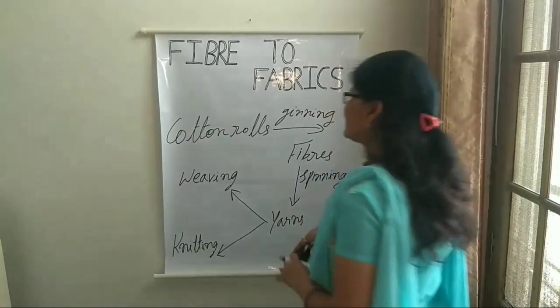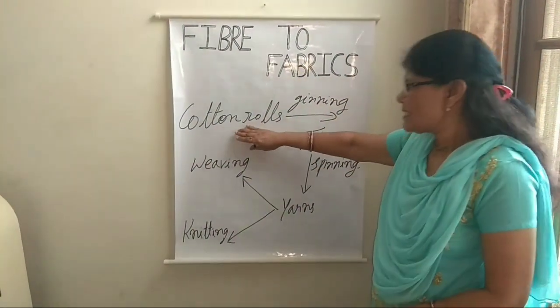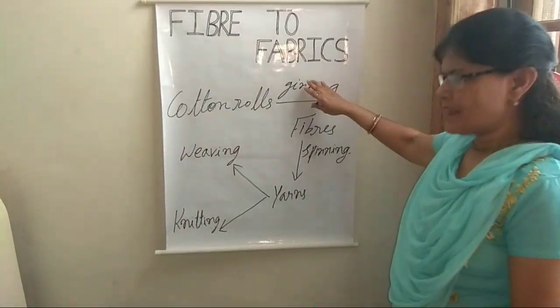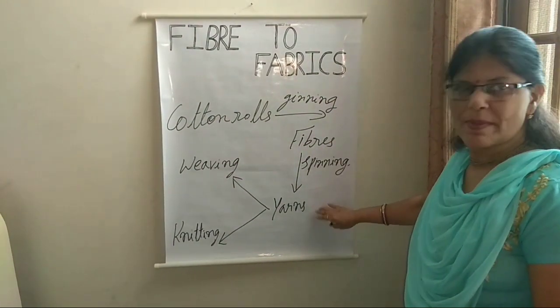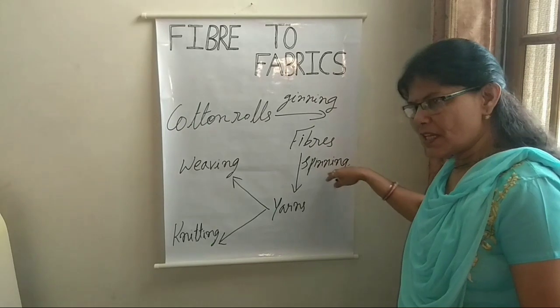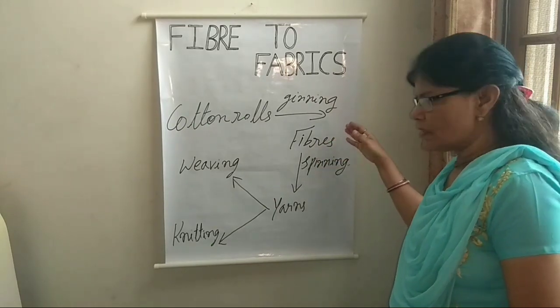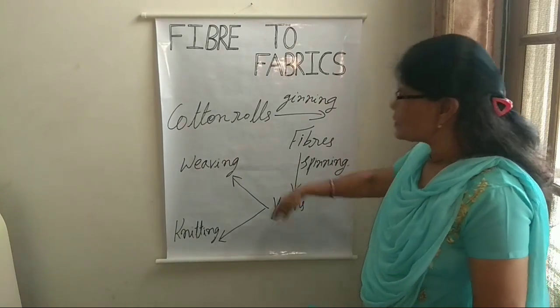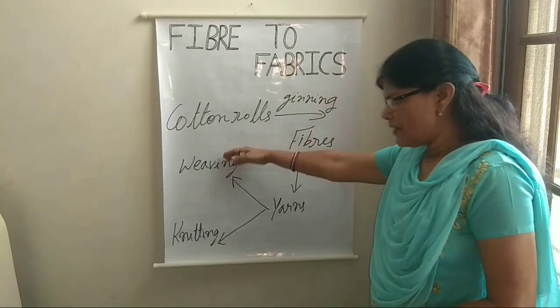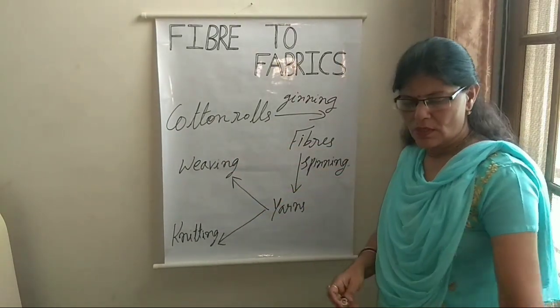So this is all about the chapter. Cotton rolls are converted into fibers by using ginning, which is a combing process. Then fibers are converted into yarns by spinning. In spinning, we were using charkha and hand spindle, that is a takli. Then yarns are converted into fabrics by weaving and knitting. So children, this is all about this chapter.